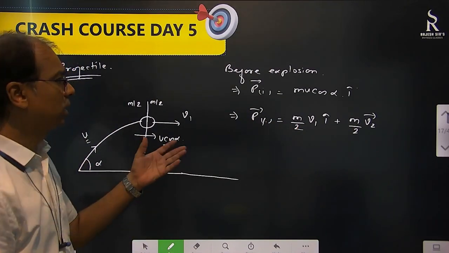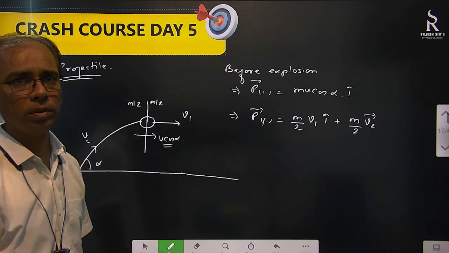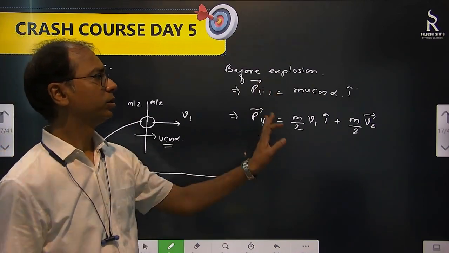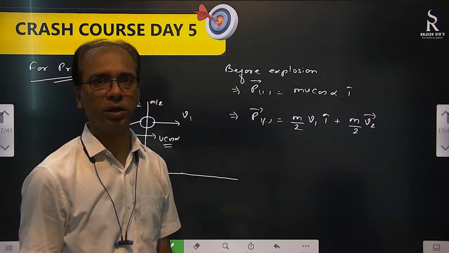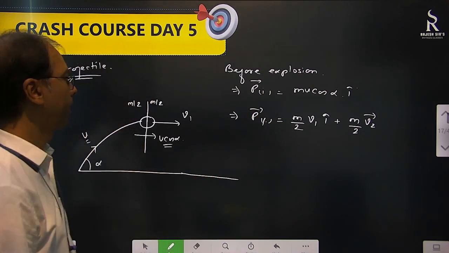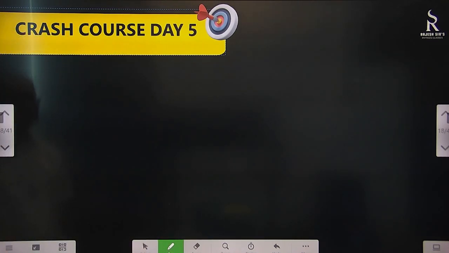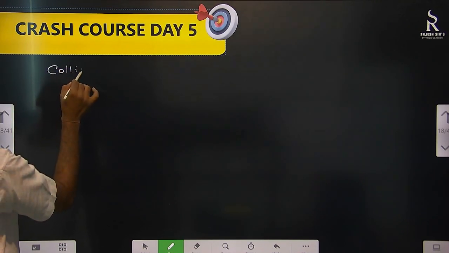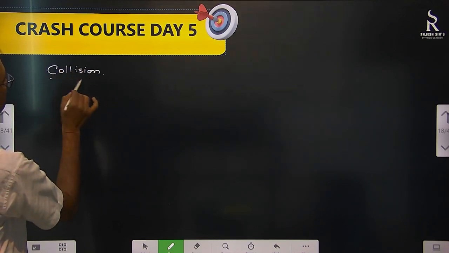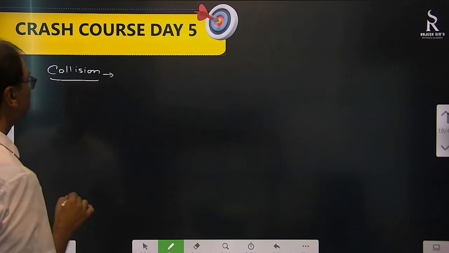Okay, so in projectile also we can do the same, no problem. We have to just apply conservation of momentum. Whenever explosion is there, apply conservation of momentum. Okay, right. Now we are moving on to collision. Okay, collision.